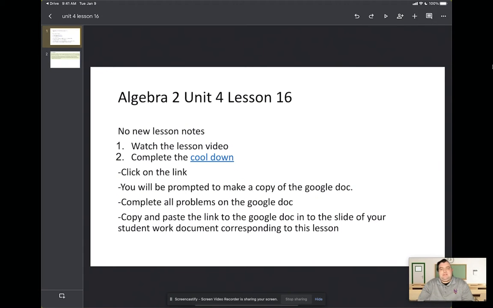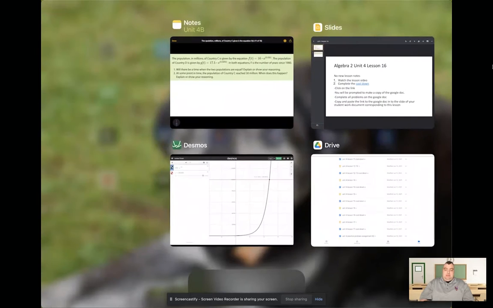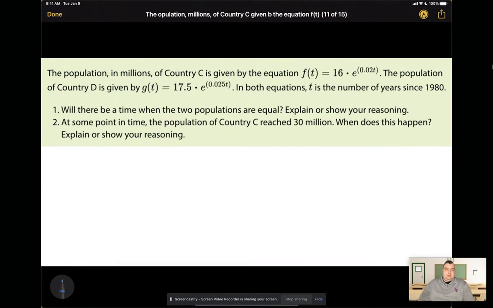Unit 4, Lesson 16 also has no new lesson notes, so I'm going to go right into the examples here. So here are the examples for this lesson.